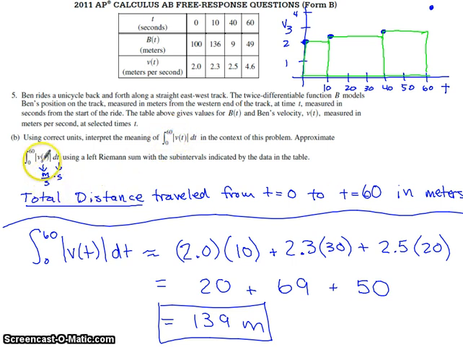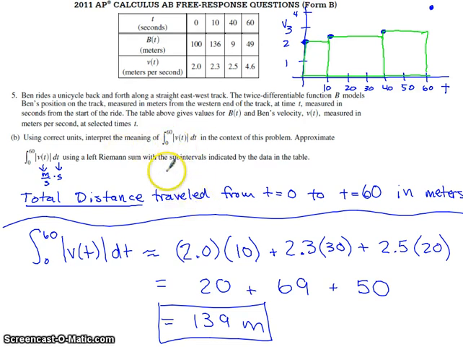If you think about the units involved, v of t is measured in meters per second, dt is measured in seconds, take the product. These seconds will cancel, your answer is just going to be measured in meters, and it's again going to represent the total distance traveled from t equals 0 to t equals 60. If the absolute values weren't there, then it would just represent the change in position from t equals 0 to t equals 60.